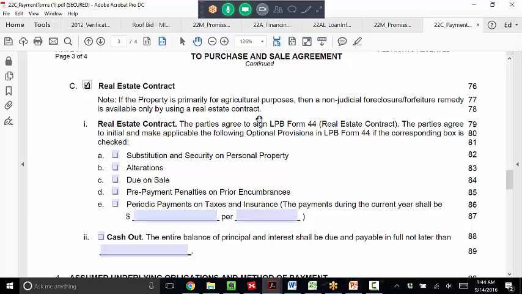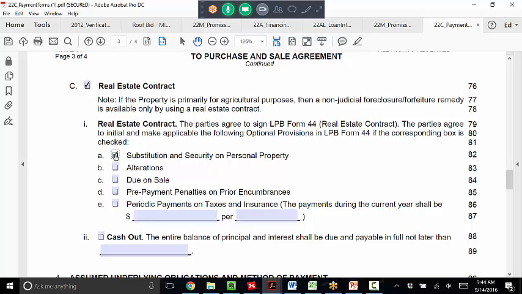All right. So C1, real estate contract. The parties agree to sign LPB Form 44, which is the real estate contract. The parties agree to initial and make applicable the following optional provisions in LPB form if the corresponding box is checked.